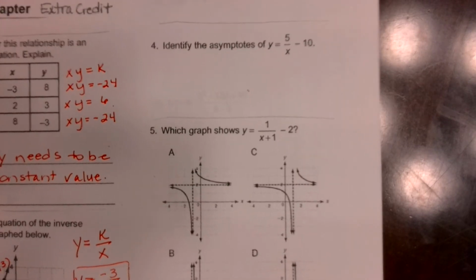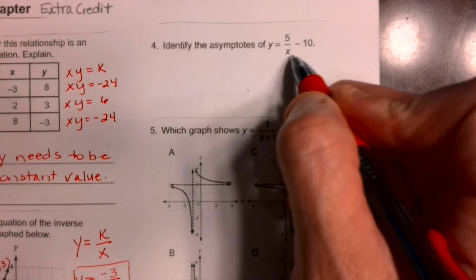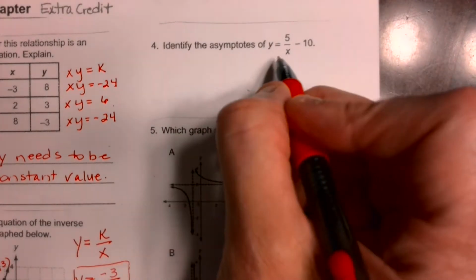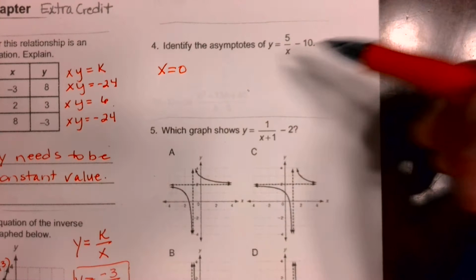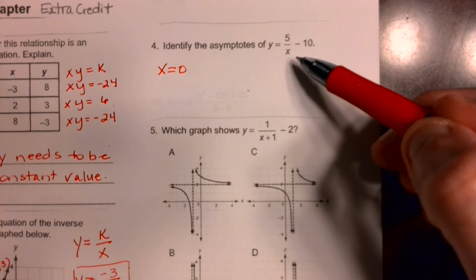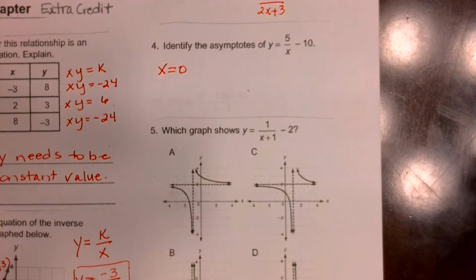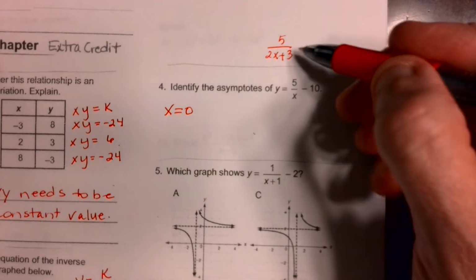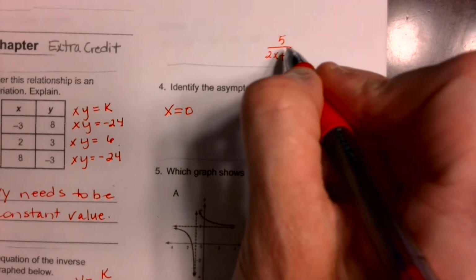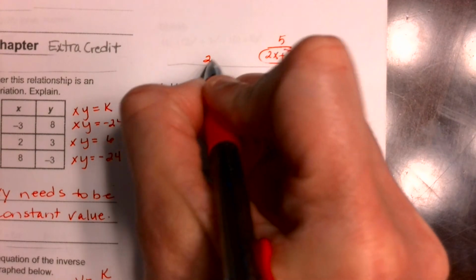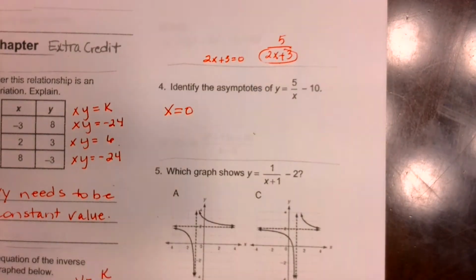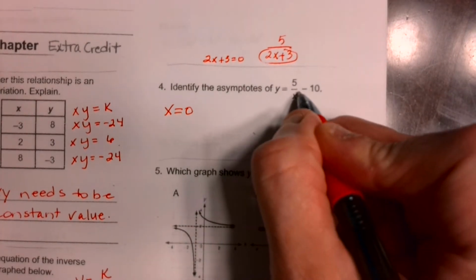Now identify the asymptotes. Okay, remember, whatever makes the bottom here 0 is your x asymptote. So in this case, it's just 0. Now, if there was an equation on the bottom, let's say there was 5 over 2x plus 3 on the bottom, if we had something like that, then you would need to take this and set it equal to 0 and solve it. Subtract 3 from both sides and divide by 2. Then that would be your x asymptote. So whatever's in the bottom, you're setting equal to 0.